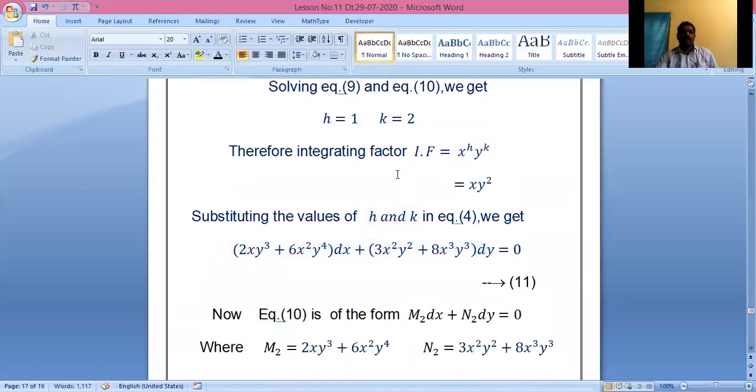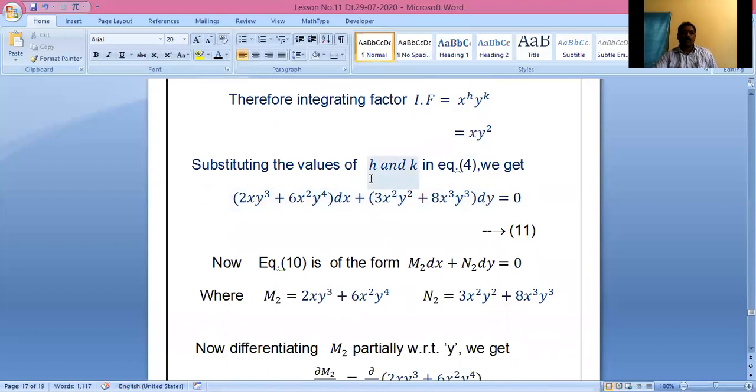Therefore, the integrating factor IF is equal to x to the power of h into y to the power of k, which is equal to x into y square. Substituting the values of h and k in equation 4, we get (2xy cube plus 6x square y to the power of 4) dx plus (3x square y square plus 8x cube y cube) dy is equal to 0. Let this equation be 11.